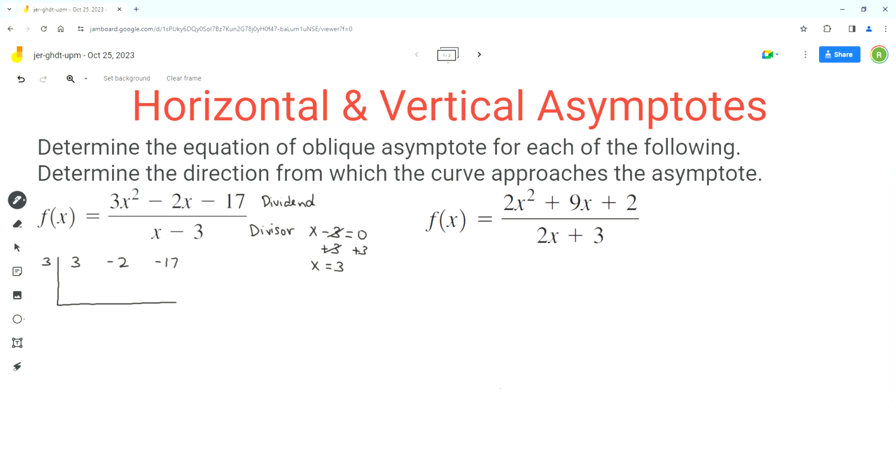For the first step, we'll move the 3 down. Now we do 3 times 3, which is equal to 9, and we put the result under the -2. Now we add the numbers in the column, so -2 plus 9 equals 7. Now we multiply the root of the divisor, which is 3, by 7, which is 21, and we put the result under the -17. Now we add the numbers in this column, so -17 plus 21 is equal to 4. So 4 represents the remainder of this division.